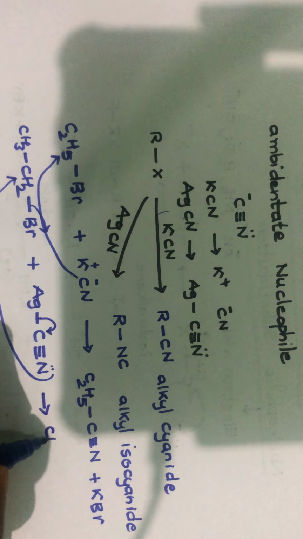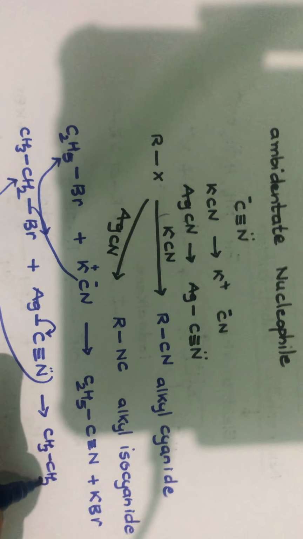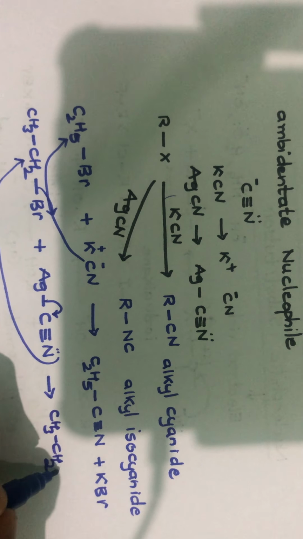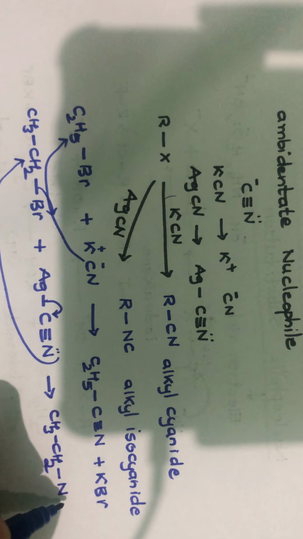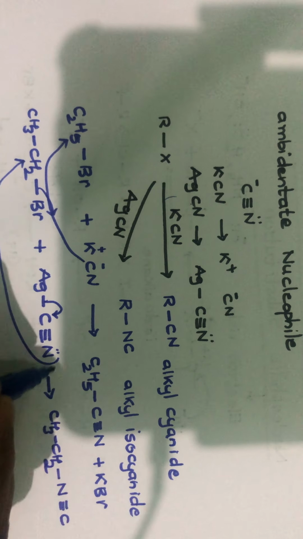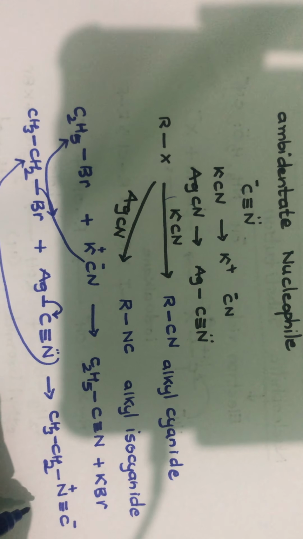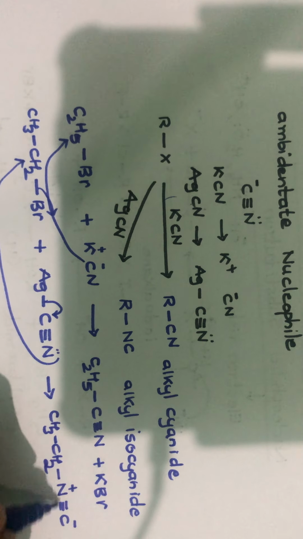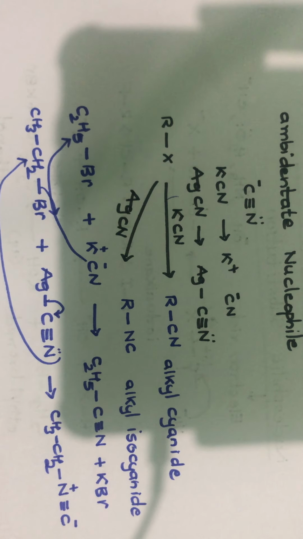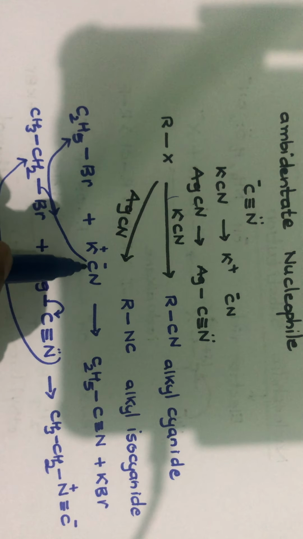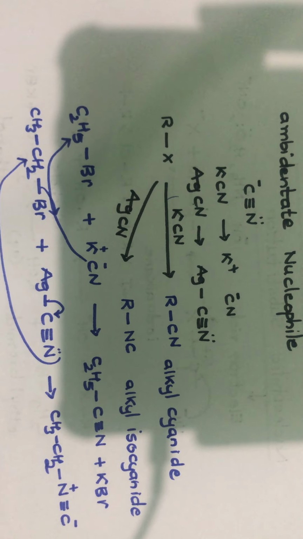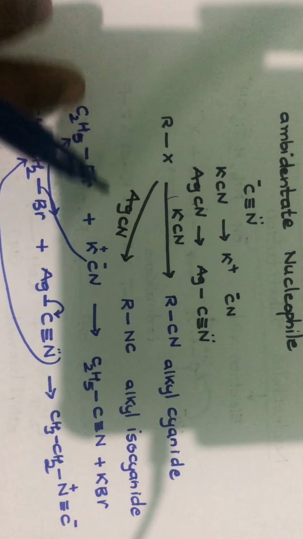So what you get is CH3CH2N triple bond C. Nitrogen has donated electrons. So you get isocyanides. You can call this ethyl isocyanide. Ethyl isocyanide is what you get. So this is an ambidentate nucleophile. Attack can take place through carbon or through nitrogen. It depends upon the reagent that you are using.